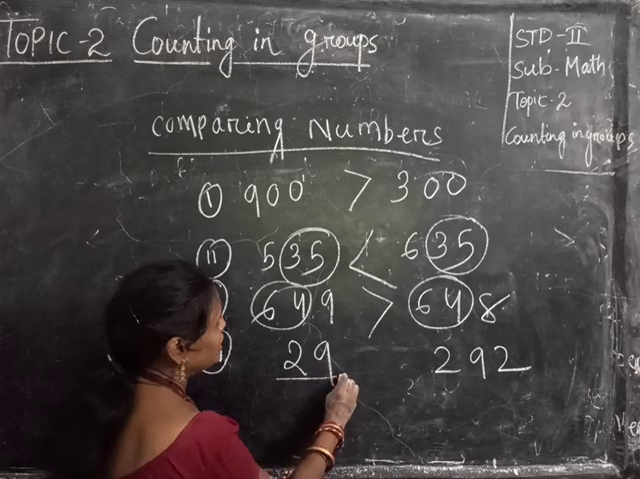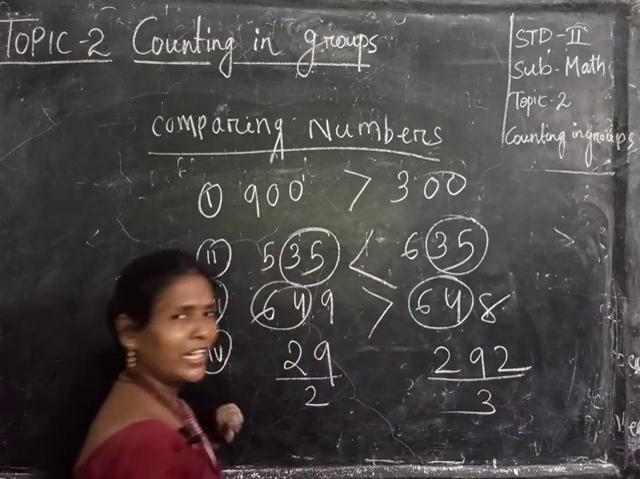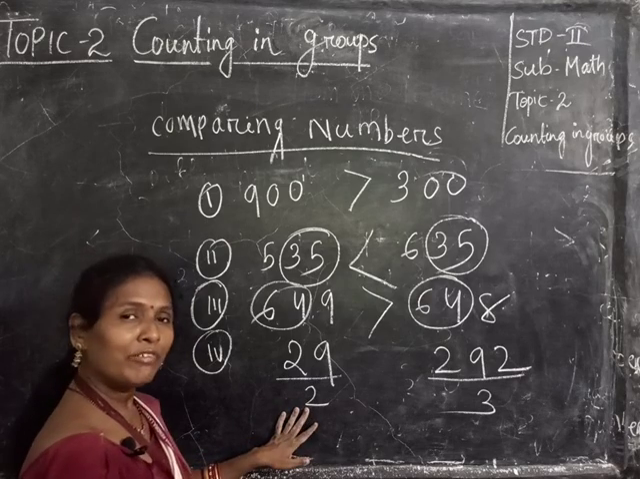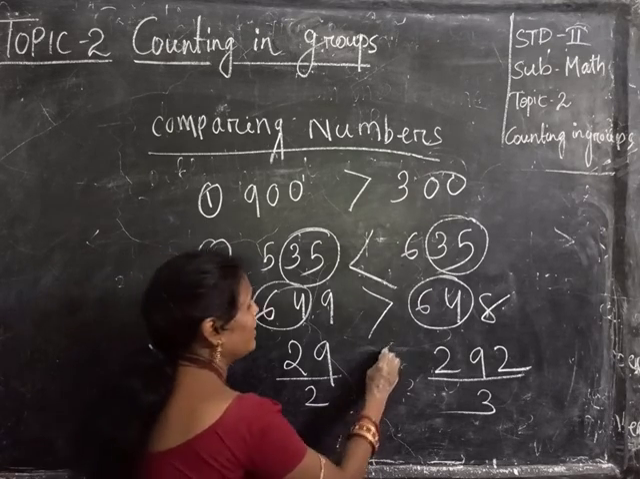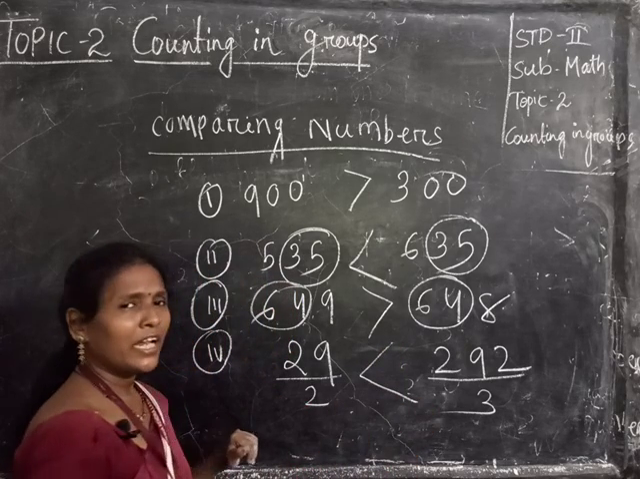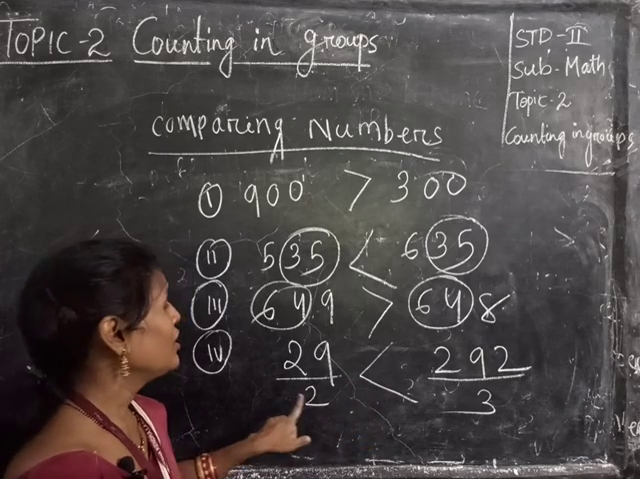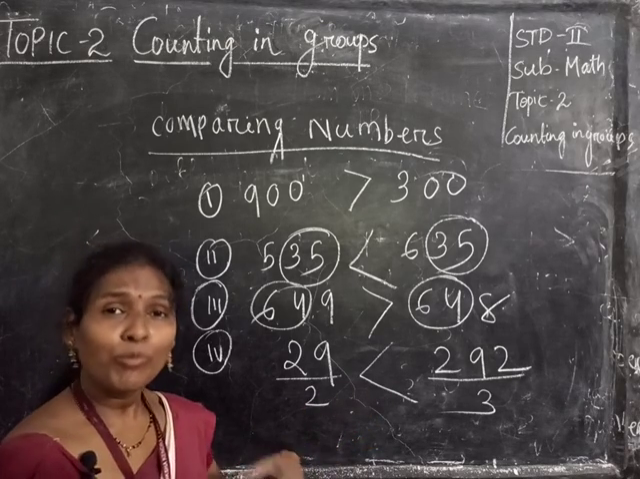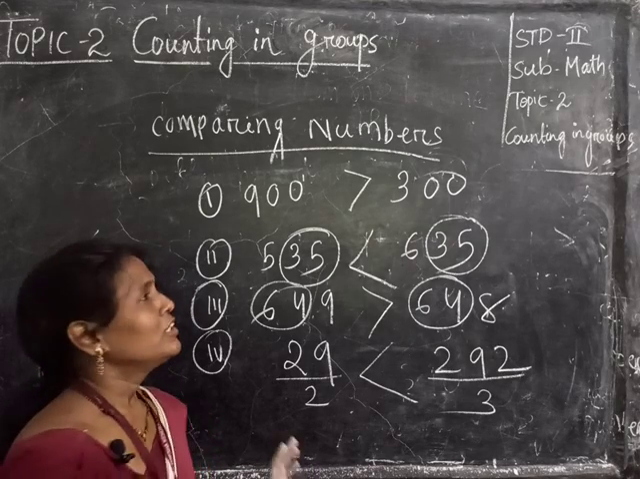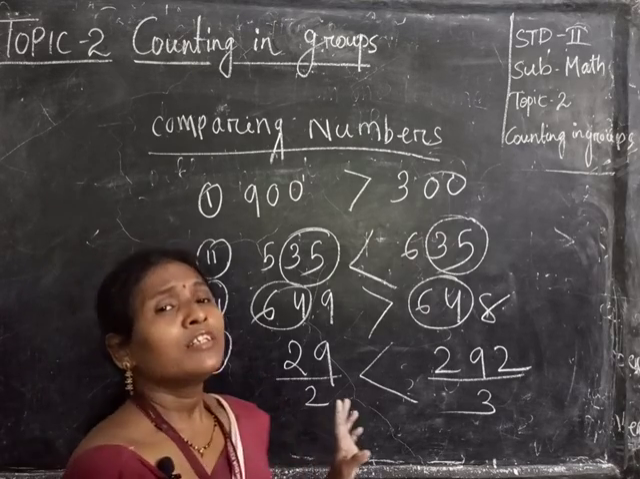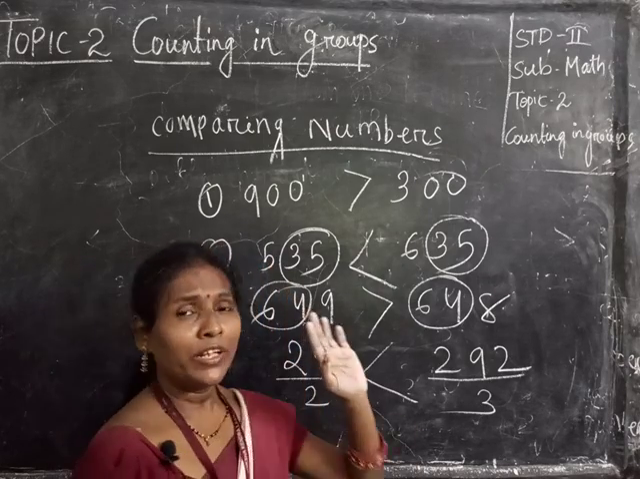Okay. Now, this one is having how many digits? 2 digits. This one is having 3 digits. So, tell me, 2 is always less than 3. Okay. Because 2 comes before 3. So, that's why I will put this sign. That means here, you know what the first point I have discussed with you. The number having more number of digits is always greater. Okay. So, how many points I have discussed with you in that regarding comparing numbers?